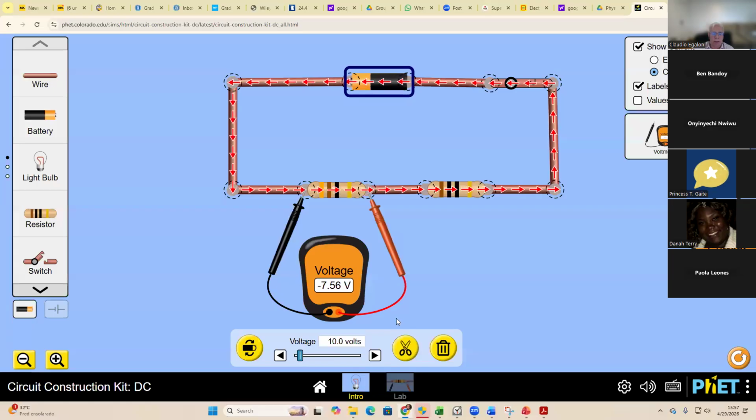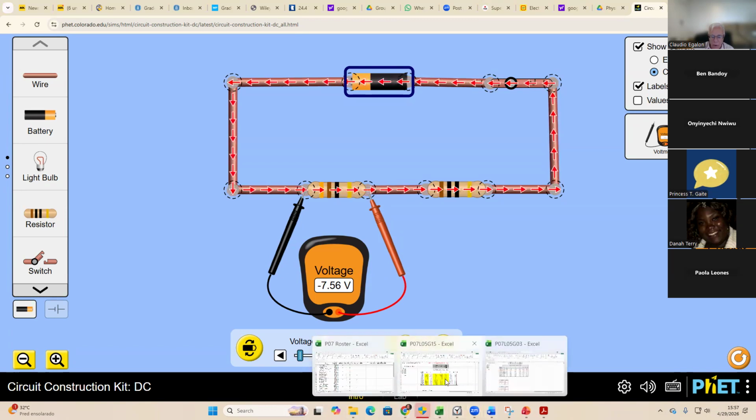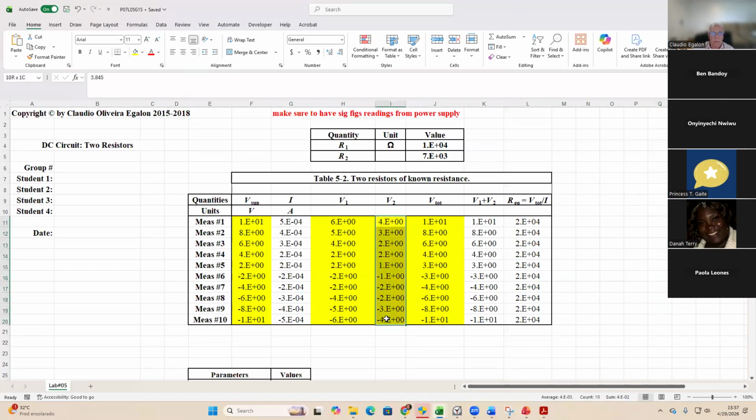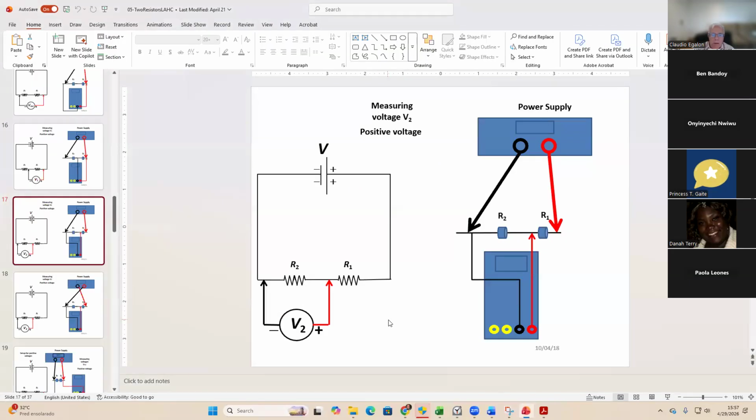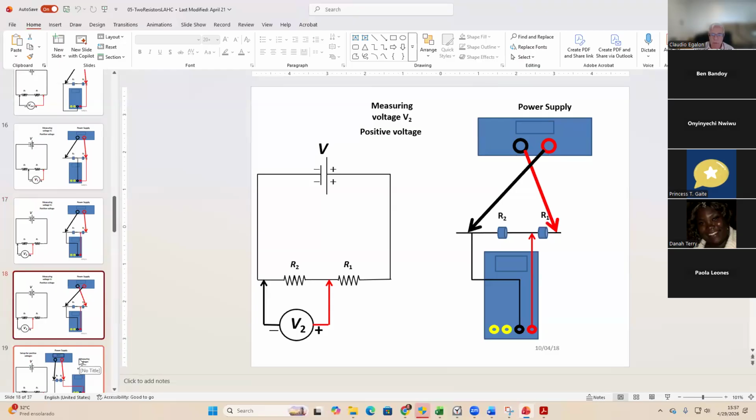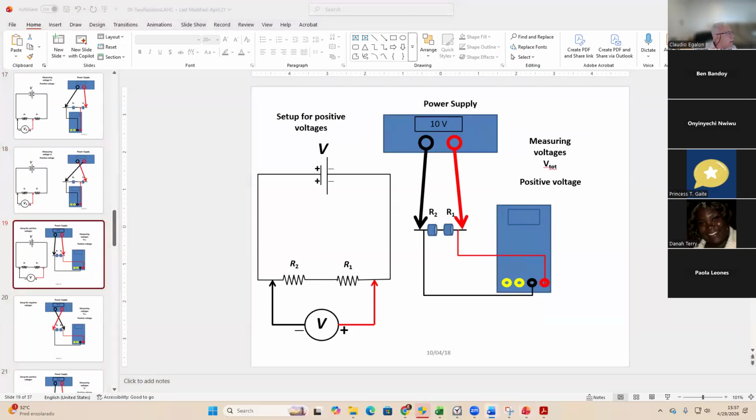Going back to the simulation, we're already here. V total from 10 to 2.8, and invert the polarity, do the measurement again. Let's now do the measurement of the current. For the current measurement, we have to start from scratch. And let me also document measuring the voltage of the total.